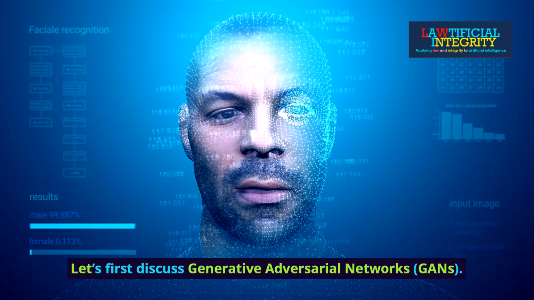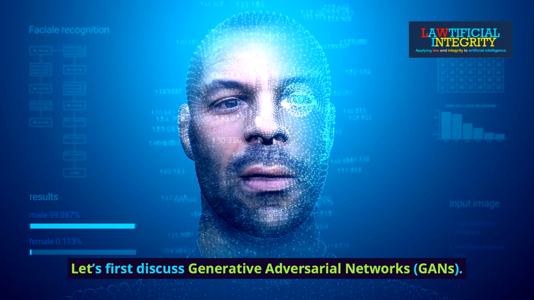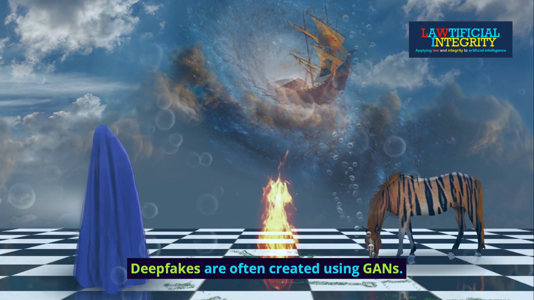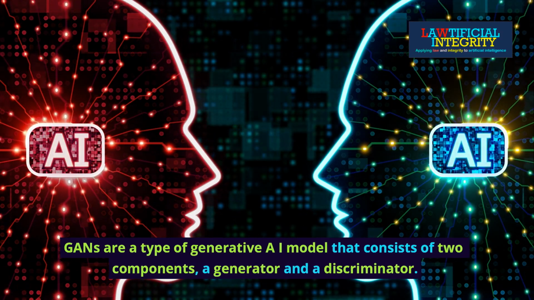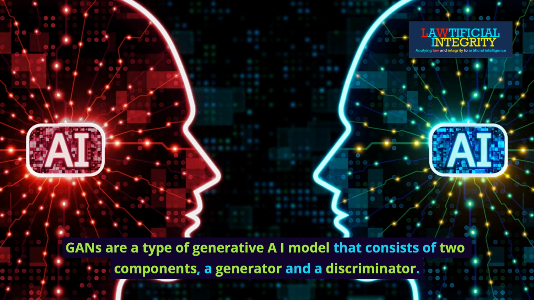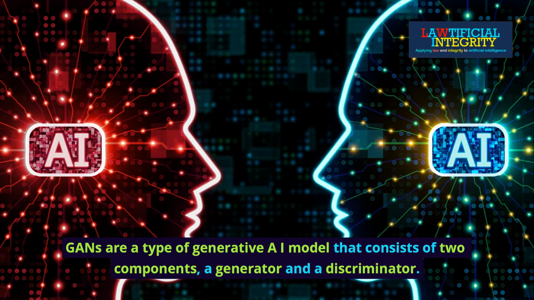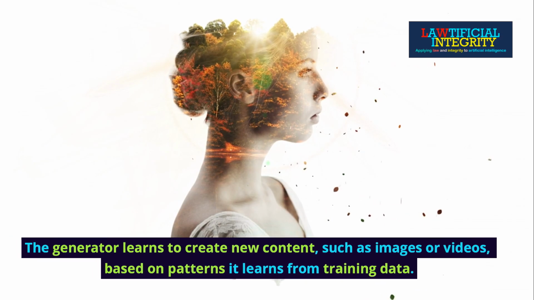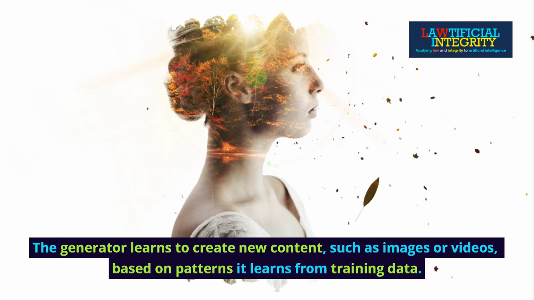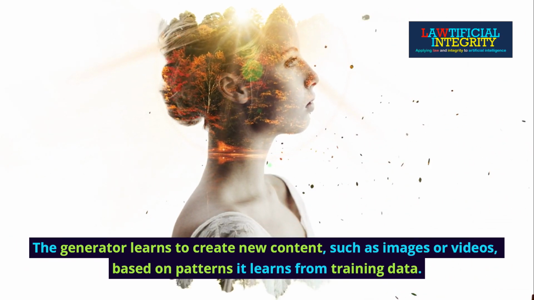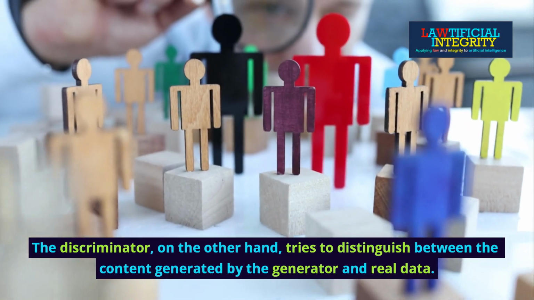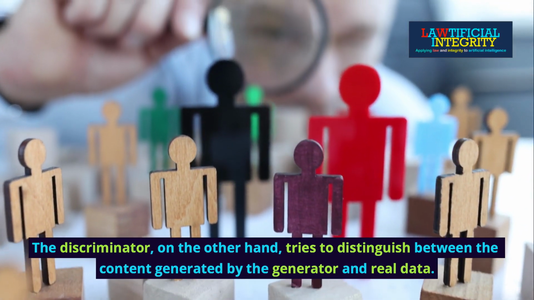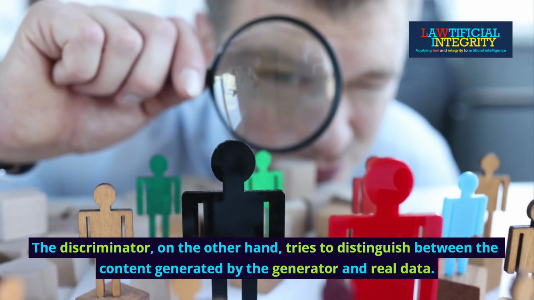Let's first discuss generative adversarial networks, GANs. Deepfakes are often created using GANs. GANs are a type of generative AI model that consists of two components, a generator and a discriminator. The generator learns to create new content, such as images or videos, based on patterns it learns from training data. The discriminator, on the other hand, tries to distinguish between the content generated by the generator and real data.